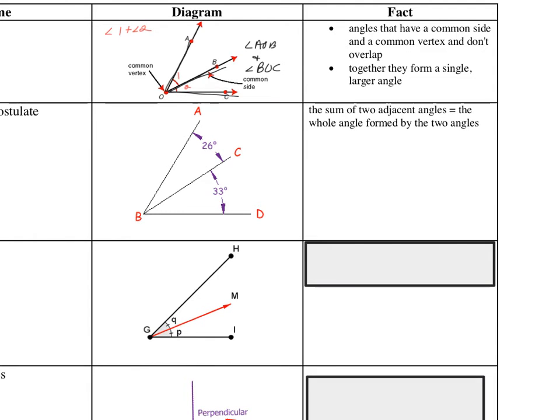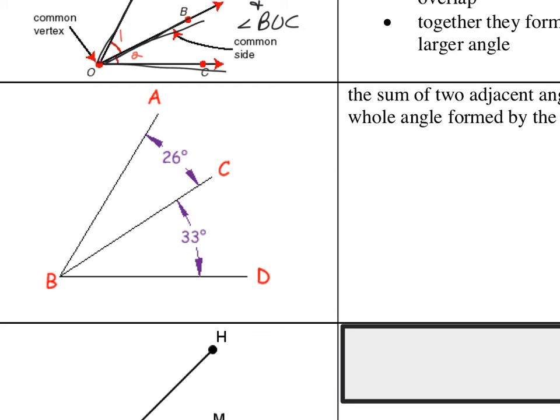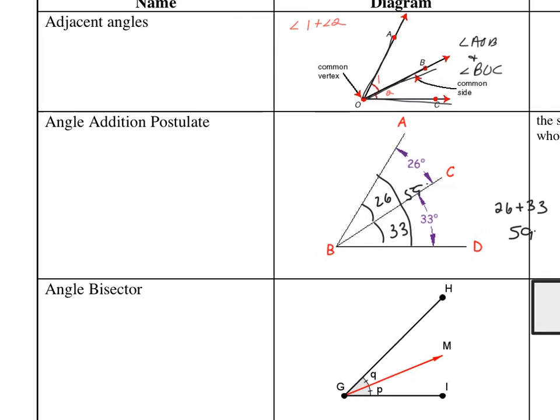So simply, if I look here, 26 degrees, 33 degrees, 26 plus 33 is equal to 59 degrees, which means that my whole angle right here has to be 59 degrees. So if I want to, I can basically say part plus part is equal to my whole, or angle ABC plus angle CBD equals my whole angle, angle ABD.